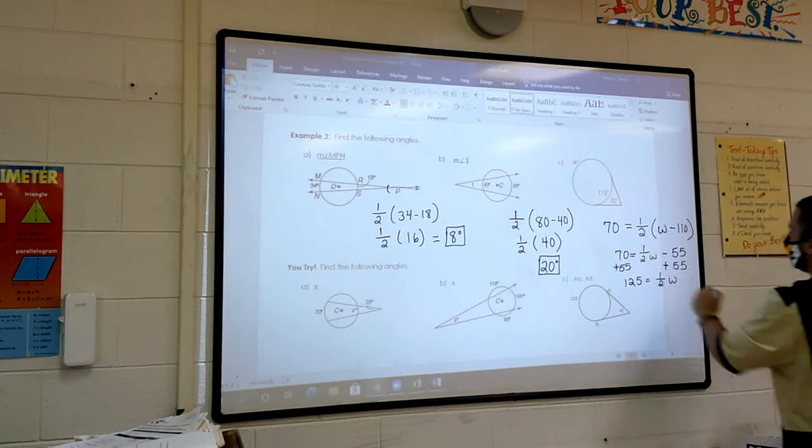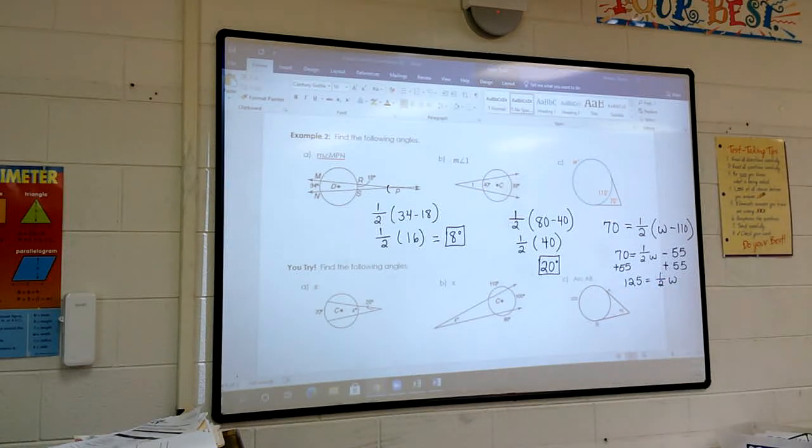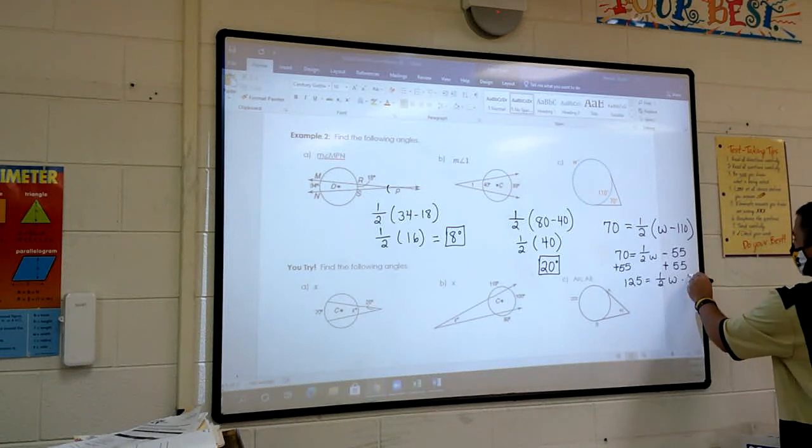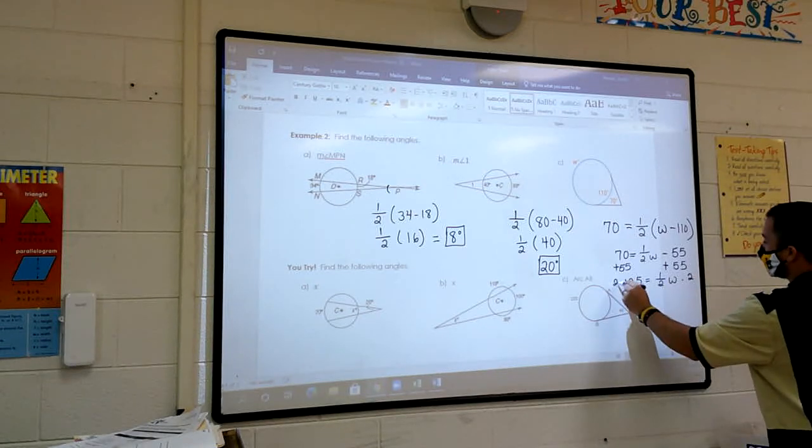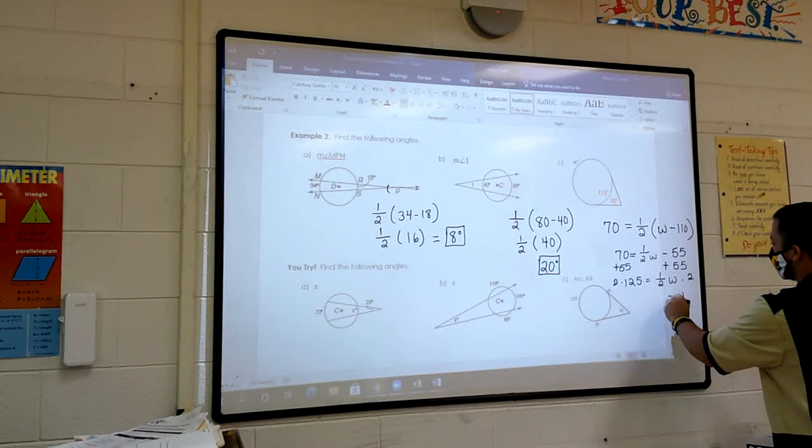If I have half of W, what do I need to do to solve for W? If I got a number on the bottom, I'm going to get rid of it. So I'm just going to multiply by 2. So if I have half of something and I want the whole thing, I got to multiply by 2. So half of W, I'm going to times 2 on both sides. So W equals 250.